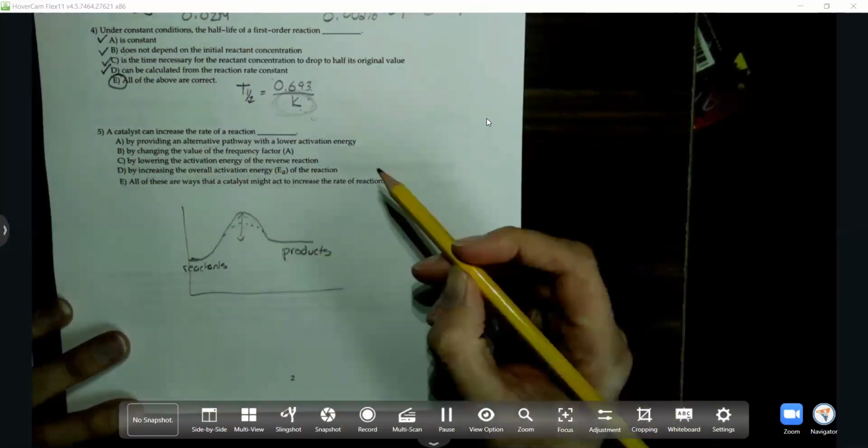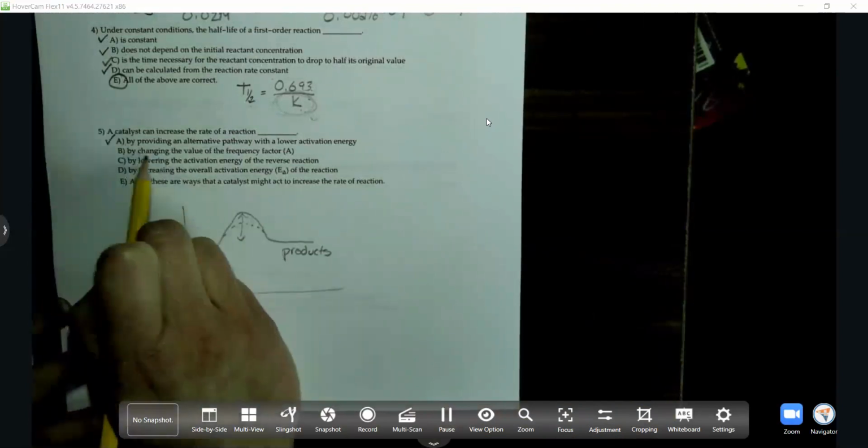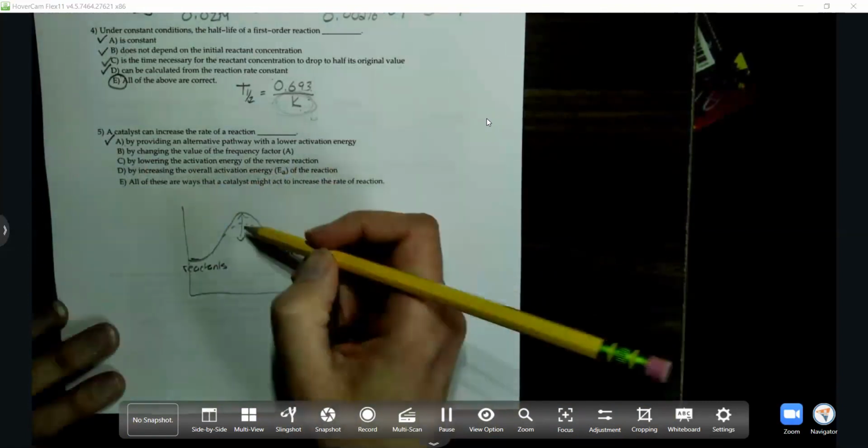If this energy is smaller, it's more likely that there's that amount of energy, so the reaction is happening faster. So that's how the catalyst works. Now, changing the value of the frequency factor. The frequency factor, A, doesn't have anything to do with the catalyst. The only thing the catalyst does is lower this activation energy.